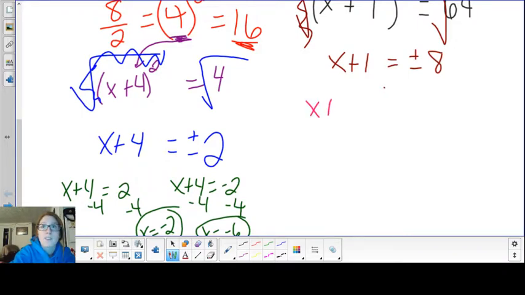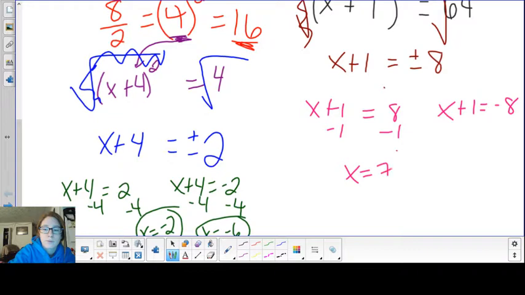Now that means I have two answers. I have x plus 1 is positive 8, and I have x plus 1 is negative 8. Subtract 1. x is 7. Subtract 1. x is negative 9.